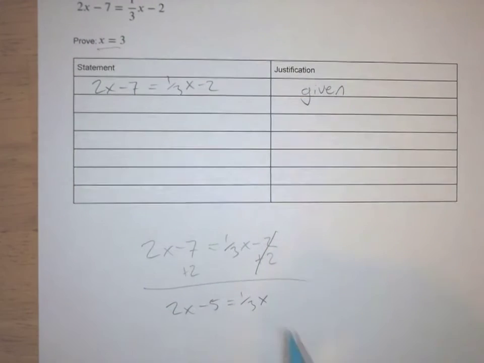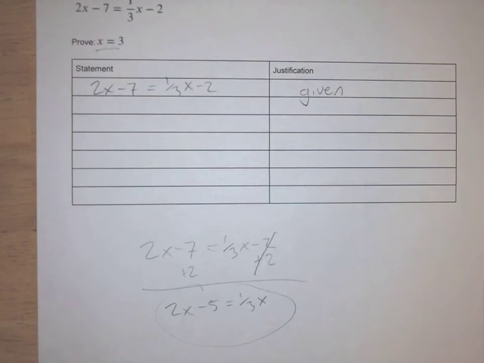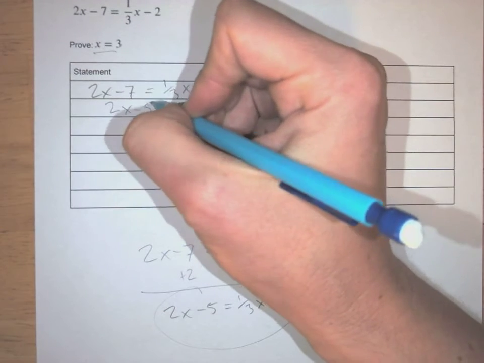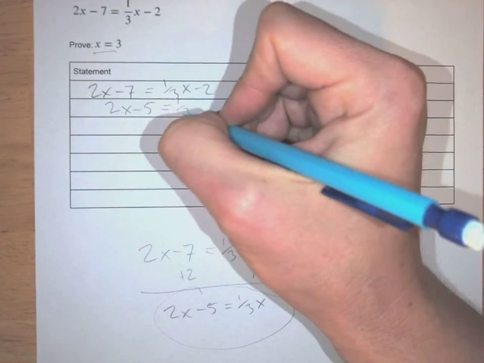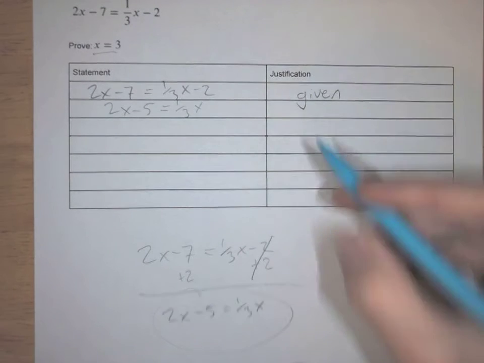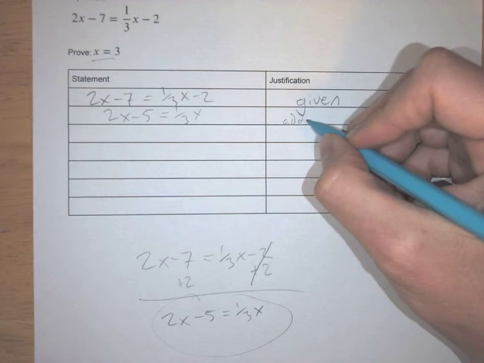So this is going to be the next step. I'm going to add 2 to both sides. So my next statement will be 2x minus 5 equals 1 over 3 times x. And I added 2 to both sides, so that's the addition property of equality.